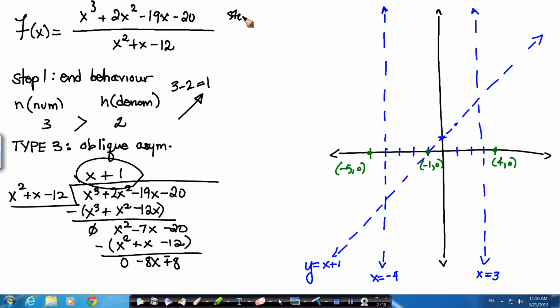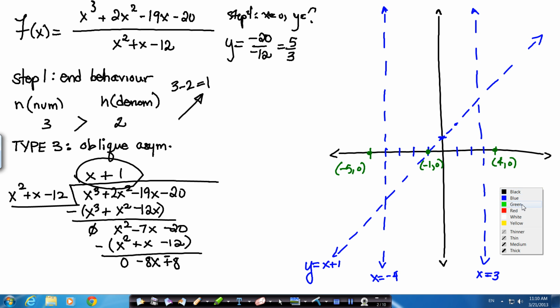Remember, step 4 is set x equal to 0 and solve for y. Up at the top, it doesn't seem to be working so well, huh? Well, we end up with y equals negative 20 over negative 12, which is negative 10 over negative 6, which is 5 over 3. So go back to our green here. 1 and 1/3. So when x is 0, our function is 5/3. Okay.